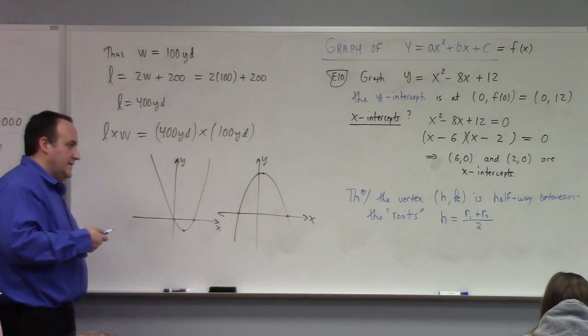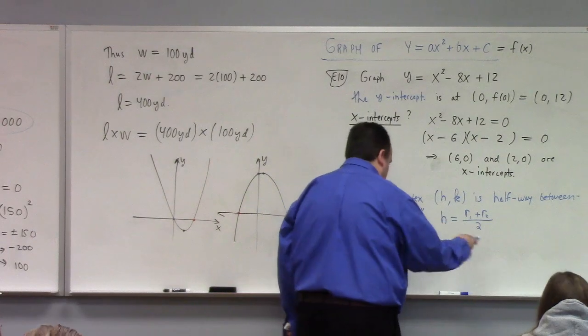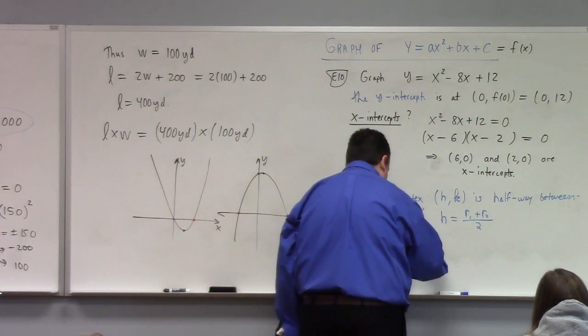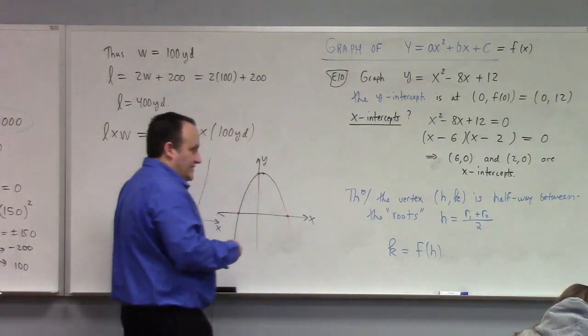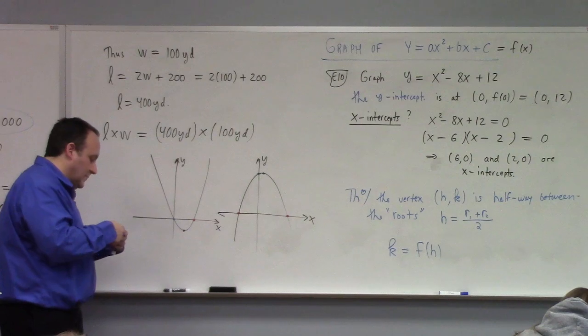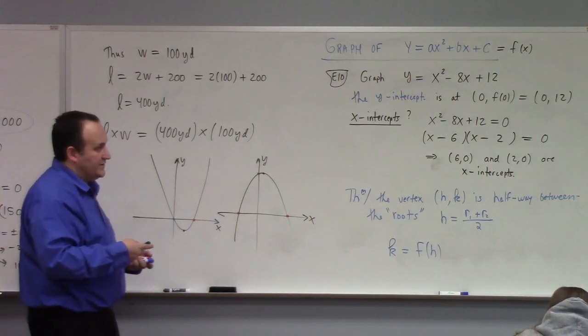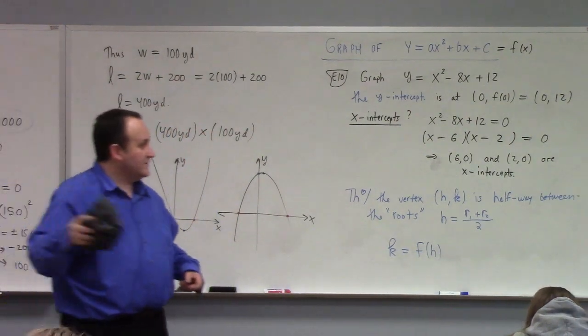Where's the y coordinate? Well, that's trickier, but for the formula for k, you can just take f and evaluate it at h. You can plug in the x of the vertex to get the y for the vertex. So like this one, what's the graph look like?